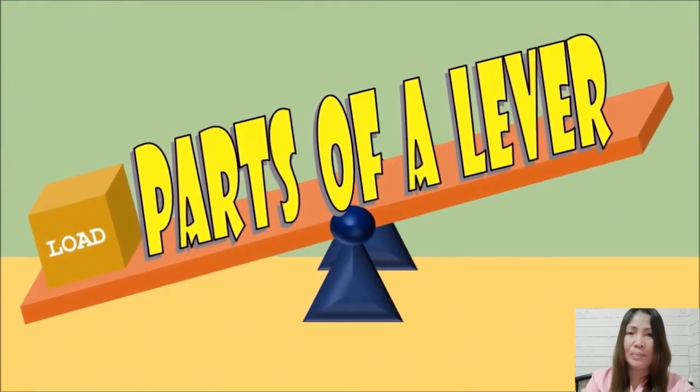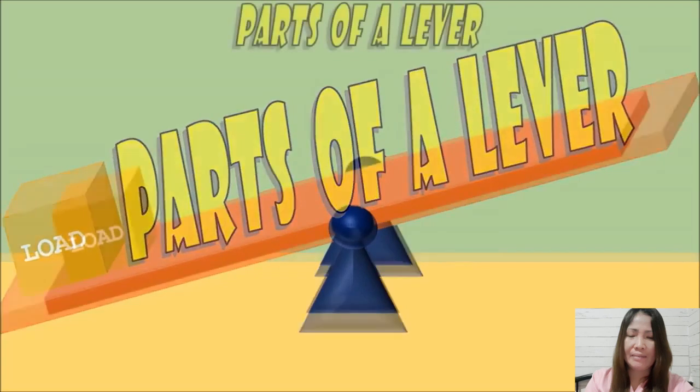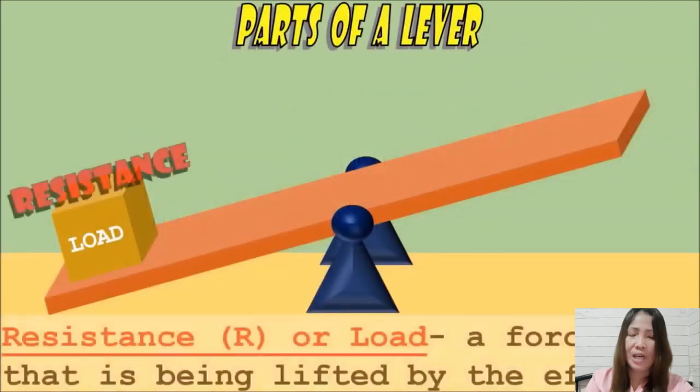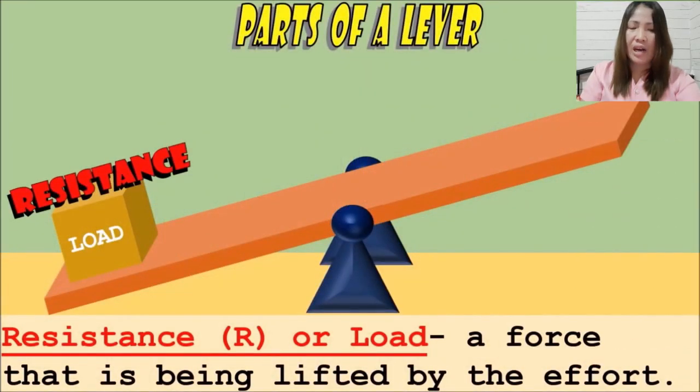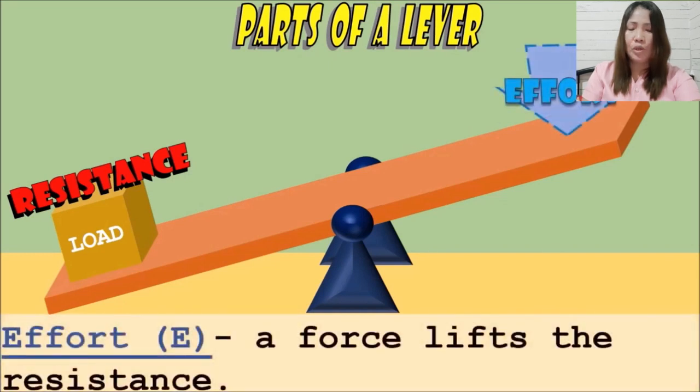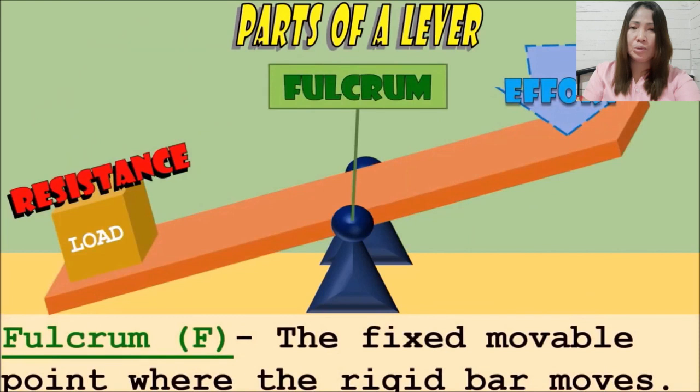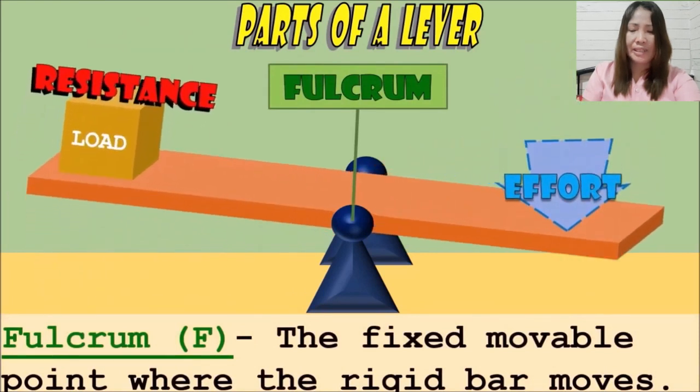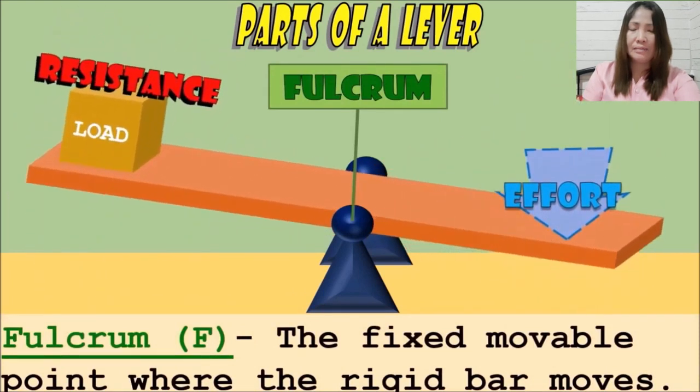These are the parts of a lever. We have the resistance or load, a force that is being lifted by the effort. Effort is a force that lifts the resistance. Fulcrum, the fixed movable point where the rigid bar moves.